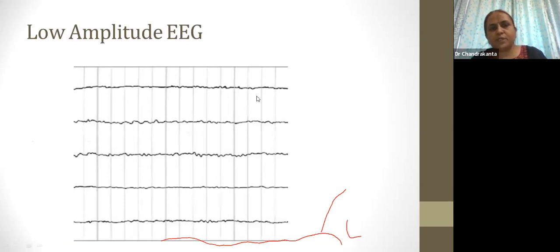So what is low amplitude EEG? In a normal EEG, you see the waves coming. In this EEG, you hardly see any waves. It is looking like a straight line. So in low amplitude EEG, when the voltage is less than 20 microvolts, we call it low voltage EEG. This can be seen in cases of severe birth asphyxia and indicates a poor prognosis.